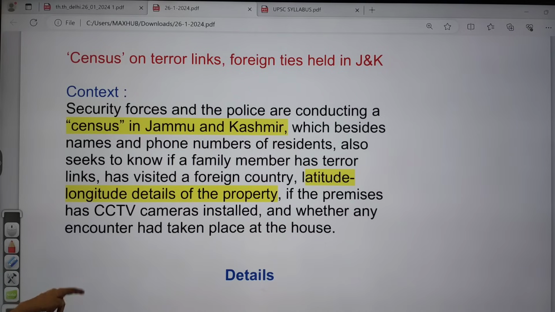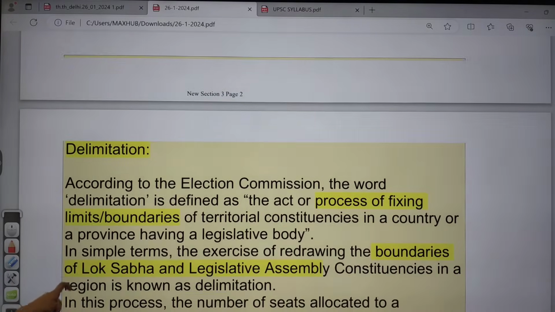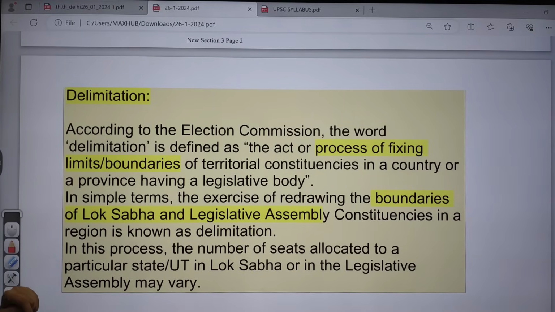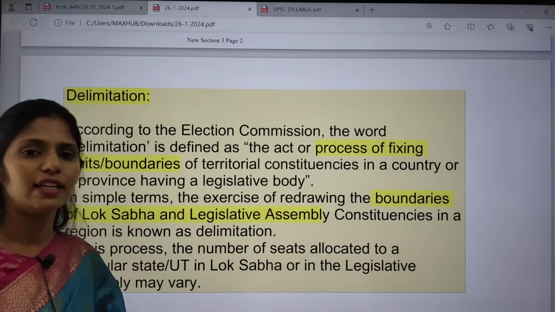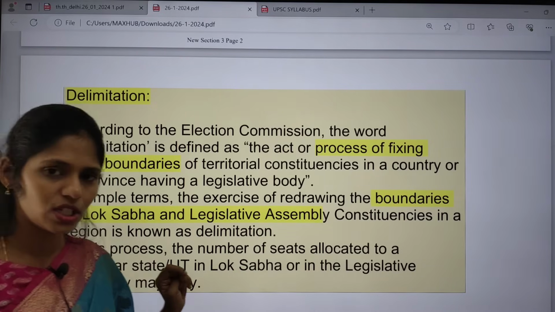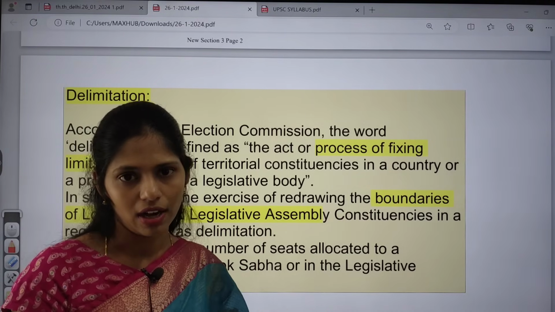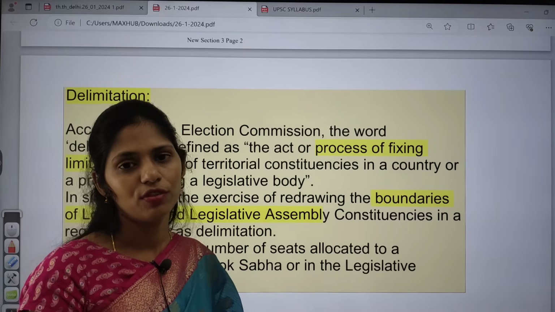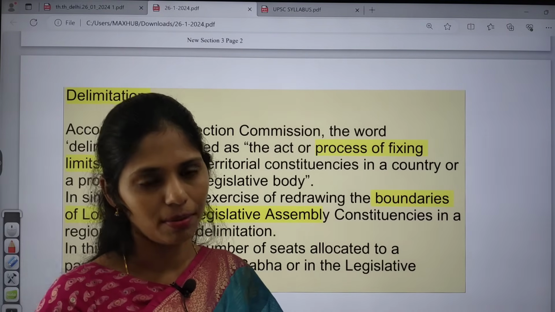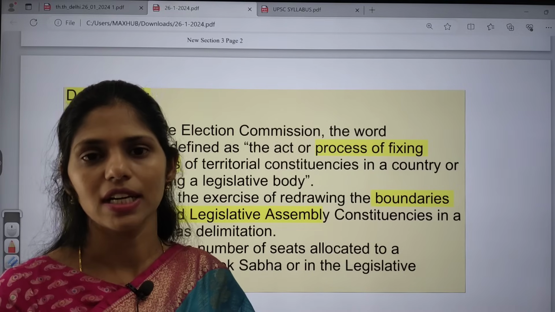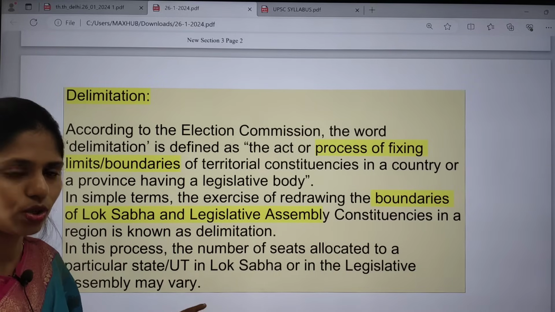Here we are also talking about statehood restoration of Jammu and Kashmir. There is a chance of getting a question regarding delimitation, because after we get this census data, we are going to have delimitation, and based on this delimitation, we are going to have the new provision of 33% reservation for women in Lok Sabha as well as the State Legislative Assembly. So this topic is also relevant, you can go through that.